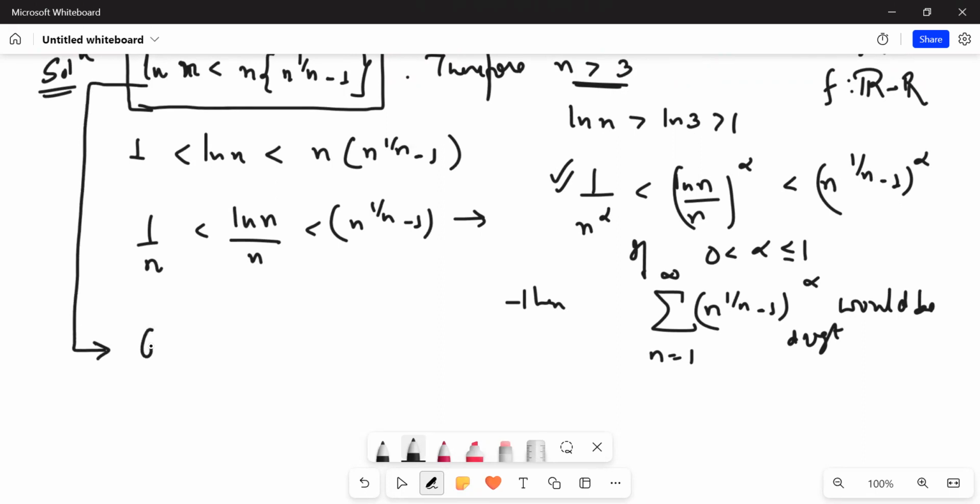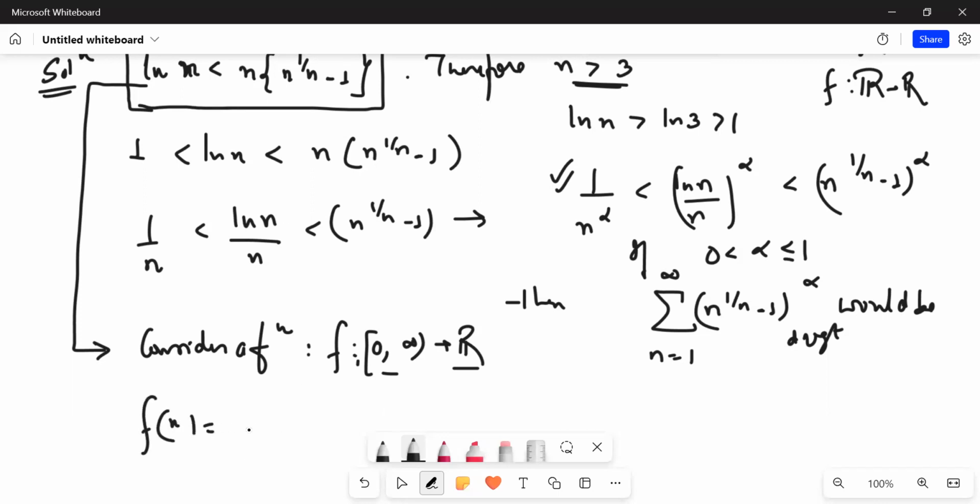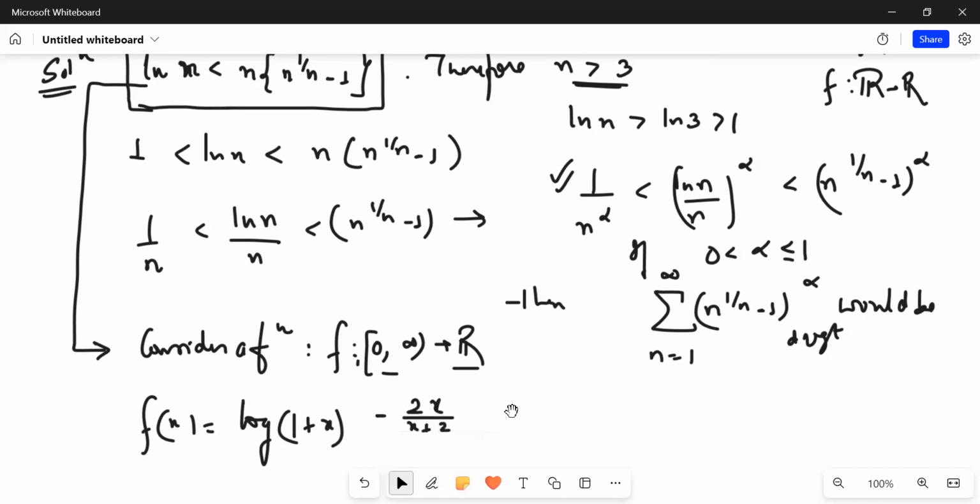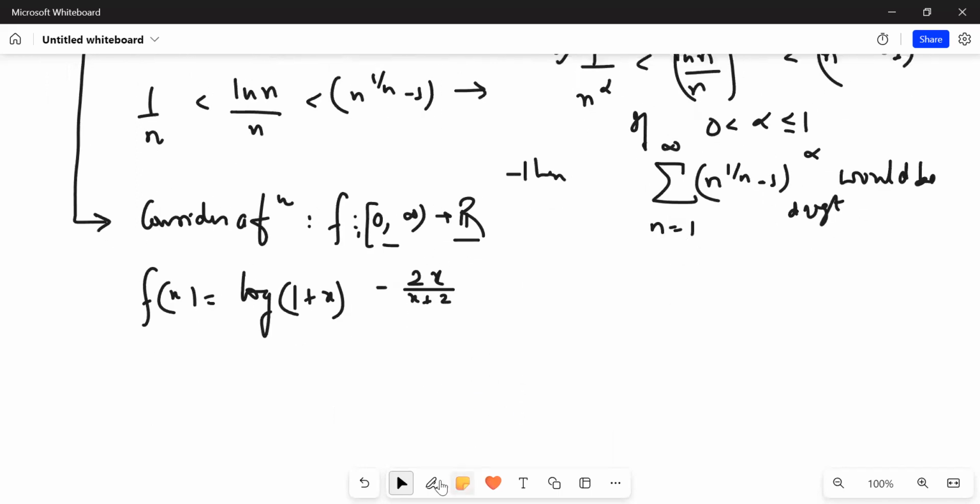So how to develop it? I'll consider a function defined from 0 to infinity to R. Why 0 to infinity? Because first I'll take this as a function, then instead of x, I'm going to replace it with n, that was a natural number. So I'm going to take a function which is f of x equals log of 1 plus x minus 2x upon x plus 2. So this is my function. Just remember this, okay? So if I differentiate it, what I'll get, if I do the derivative, is 1 upon 1 plus x.